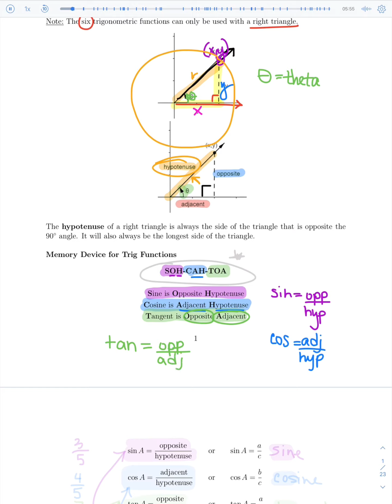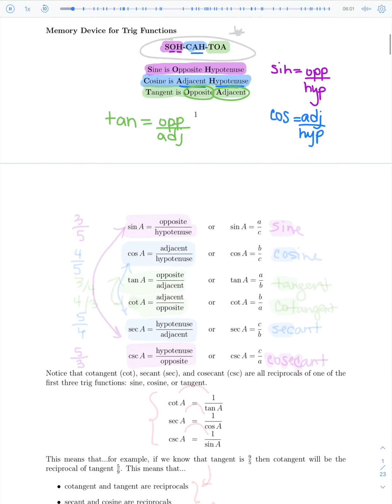And again, your sine, cosine, and tangent is going to change based on which angle you're coming from. Your hypotenuse should always be the same, but whatever's your opposite or your adjacent side is going to be changing based on which angle you're coming from in your right triangle.